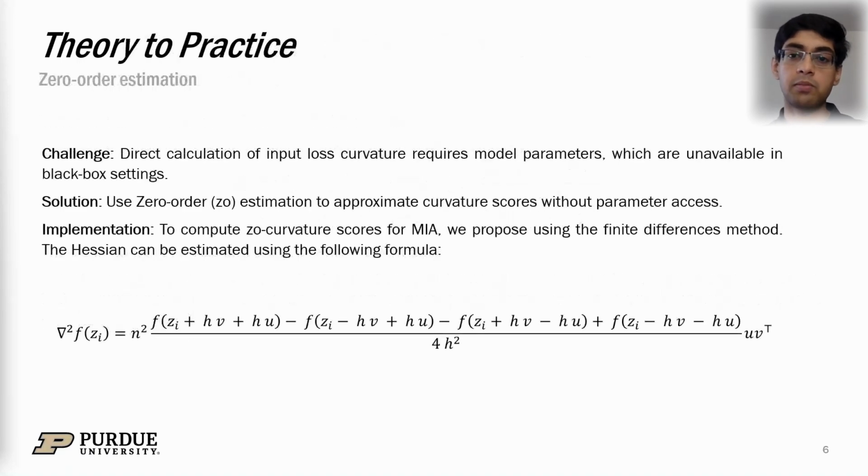To apply theory to practice, we need to estimate curvature in a black box setting. However, prior works require access to model weights to estimate curvature. To address this, we propose a zero-order estimation method using a finite difference formula as shown on the slide.